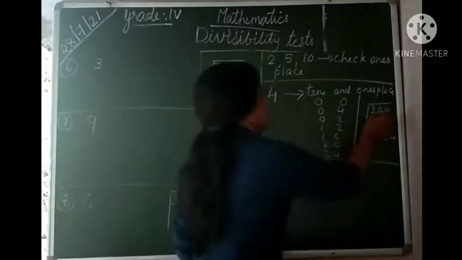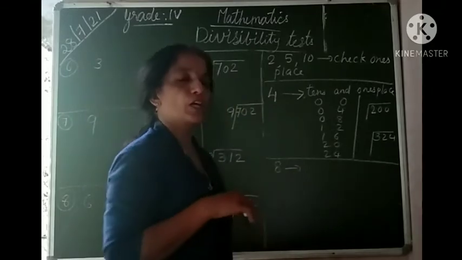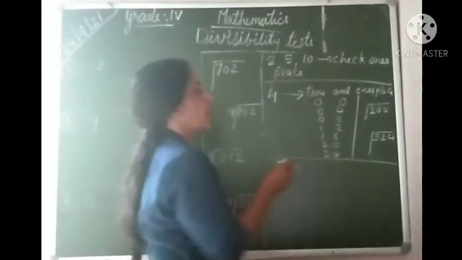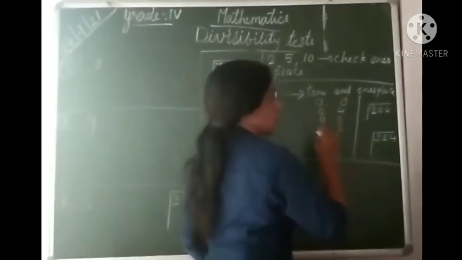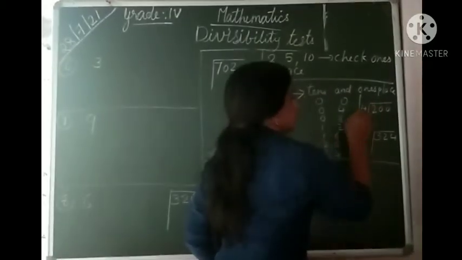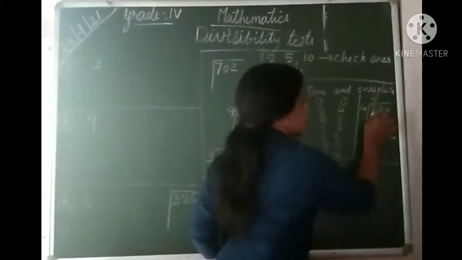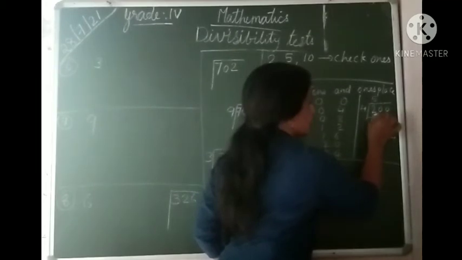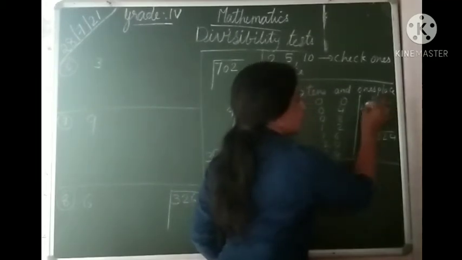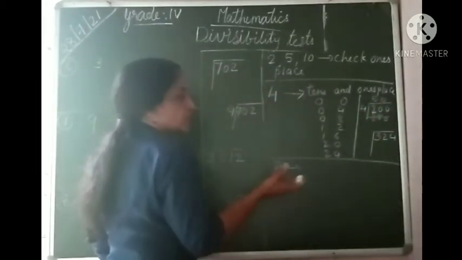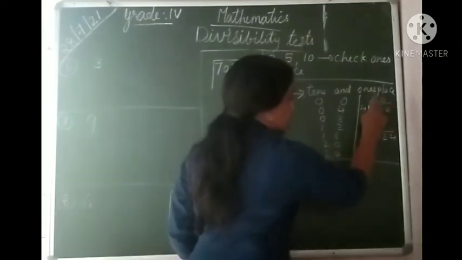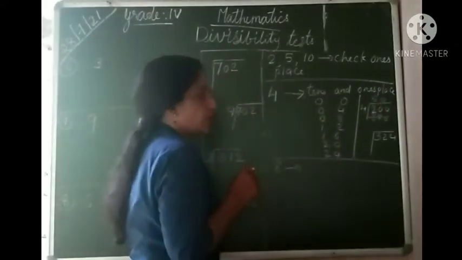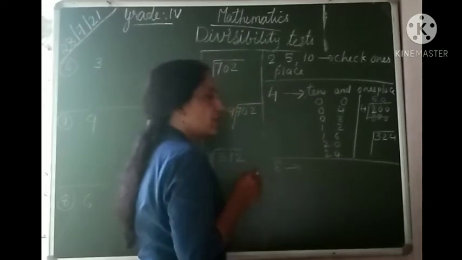Then 200. I know that this number is divisible by 4. How can we check? Look, the ones and tens places are 0, 0. Therefore, we can check it. 4 fives are 20, then 0, 0. We know 50 into 4 is 200. Without division, when I look at the ones and tens places, I can say this number is divisible by 4.